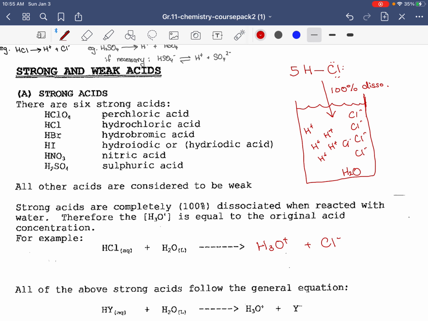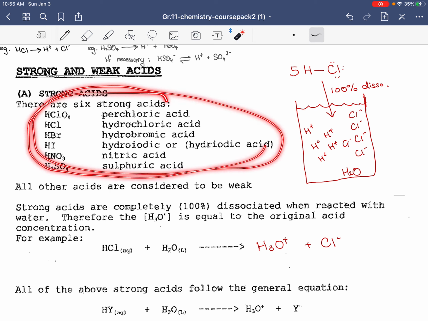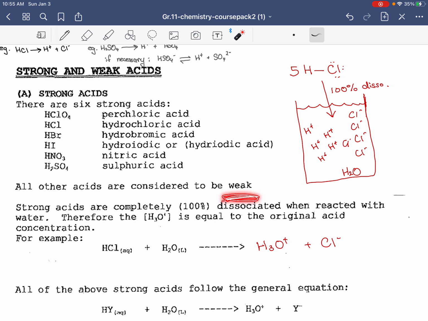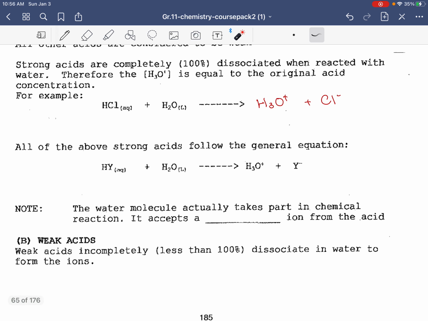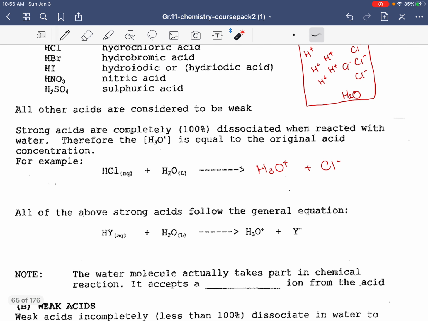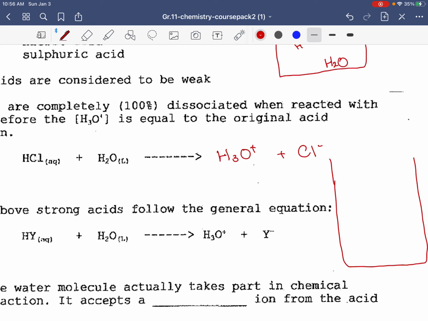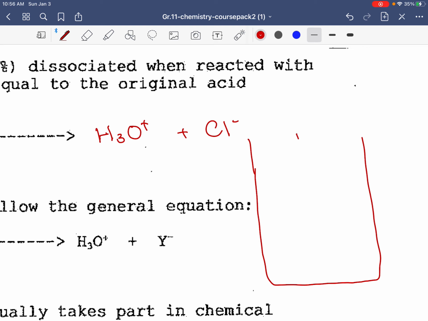But what about weak acids? Because it is stated right here that if you're not part of the elite 6, you are weak. If you're not part of this group right here, you are unable to dissociate completely. Whoa, what do you mean by that? Let's take a look at another acid. This is a weak acid example, which I already gave you the reaction for. Let's call this weak acid HY.